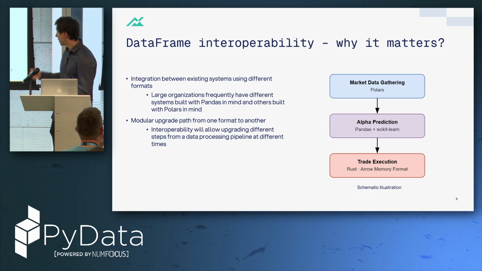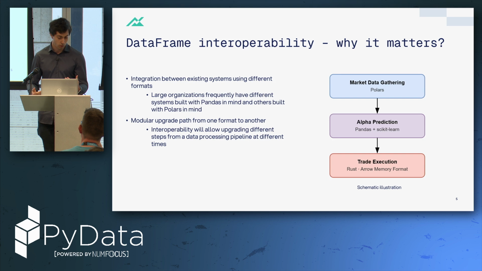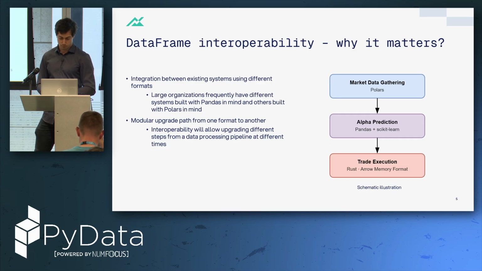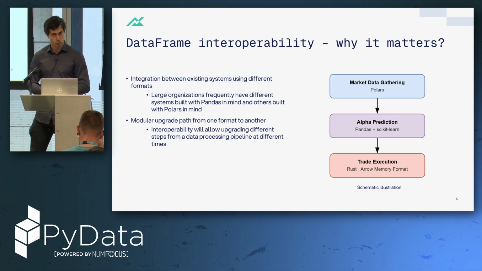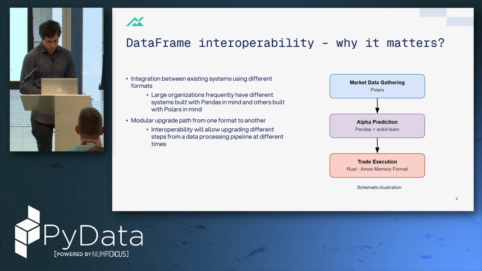So we could have something like a market data gathering platform, which is using polars. This then feeds into an alpha prediction model, which is based on pandas and scikit-learn. And then when we go to the trade execution itself, it can actually be based on Rust, but using the Arrow memory format, which is what polars is actually based on. Data frame interoperability is important because it will allow mixing those different platforms together in an efficient way.